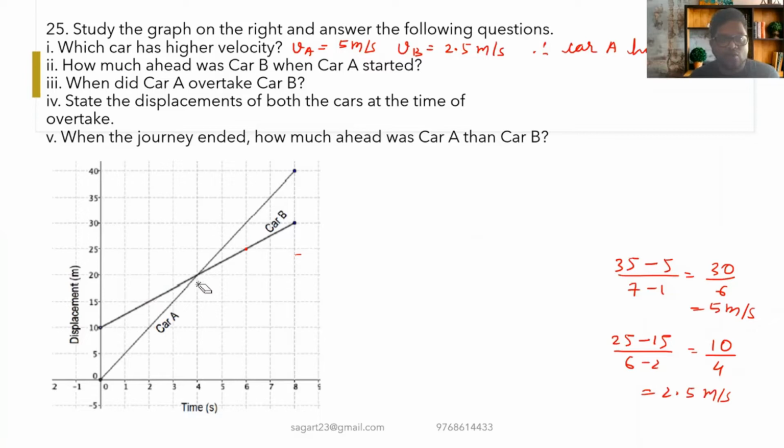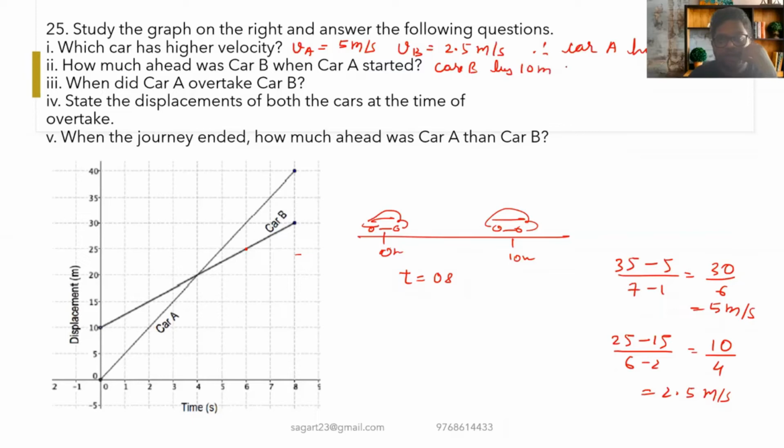How far ahead was car B when car A started? Car A started over here and car A was at 0 meters. At that very instant, car B was 10 meters ahead. So this is the line and your car A was over here at 0 meters. At that same time, car B was at 10 meters. This is a picture taken when time was 0 seconds. So the answer is car B was 10 meters ahead.